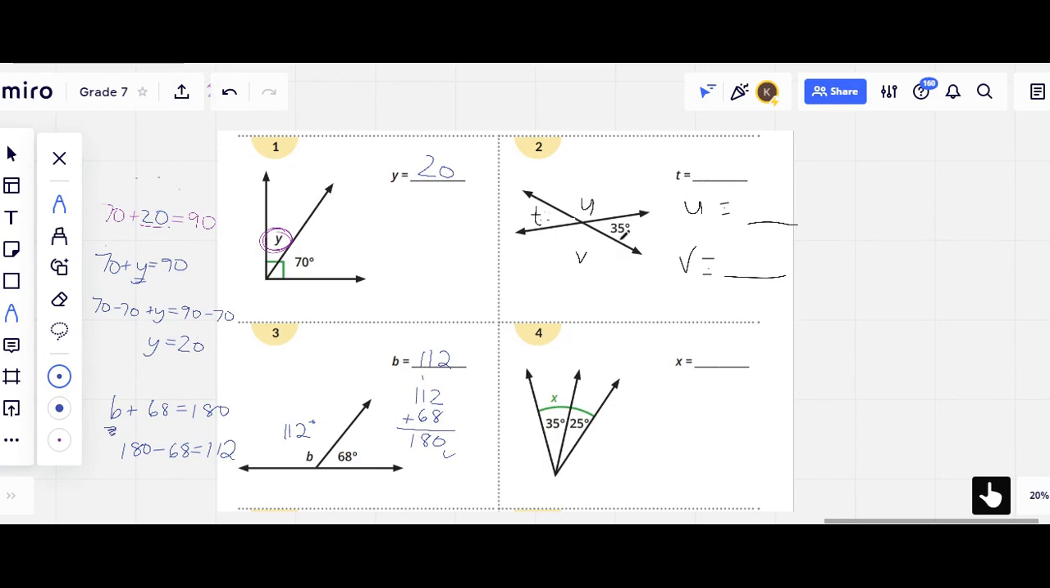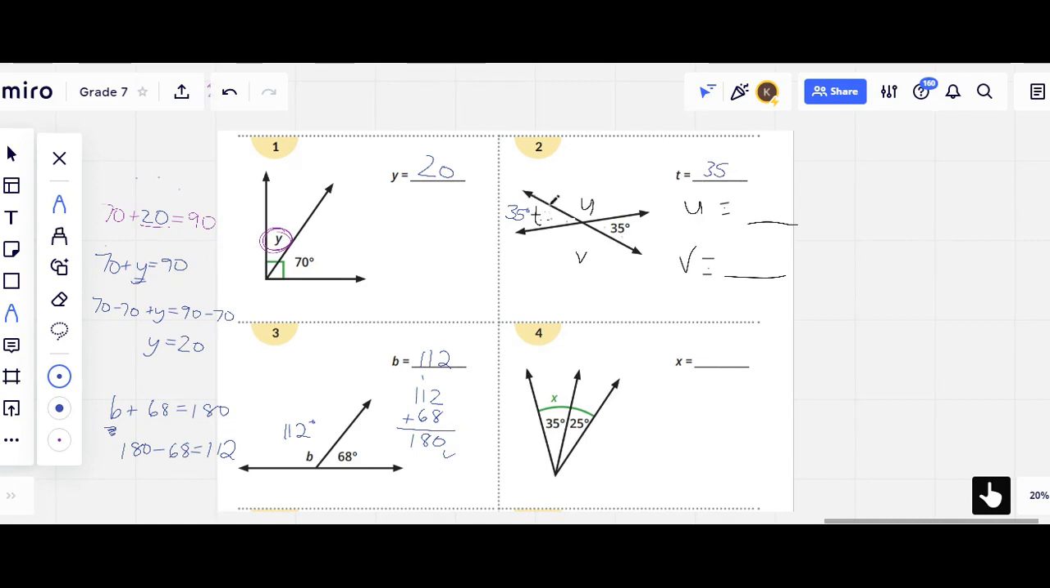All right, this example up here. One of the relationships you learned about in the video was that angles that are across from each other are equal. So if this one's 35, this one over here, these are sometimes called vertical angles or opposite angles, but they're going to be the same. So angle T is 35.